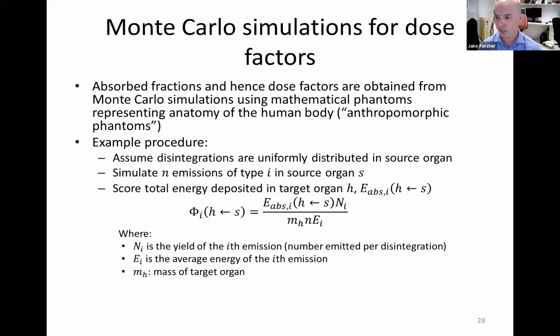So it's that total energy deposited. We'll divide by the number of emissions that we did. So that's like total energy deposited per emission. If we multiply by the yield for the ith emission, that'll give us the total energy absorbed per decay. Then we need to divide by the energy of the emission, E_i, and that'll give us the absorbed fraction. And then we'll divide by the mass of the target organ, and that'll give us the specific absorbed fraction.